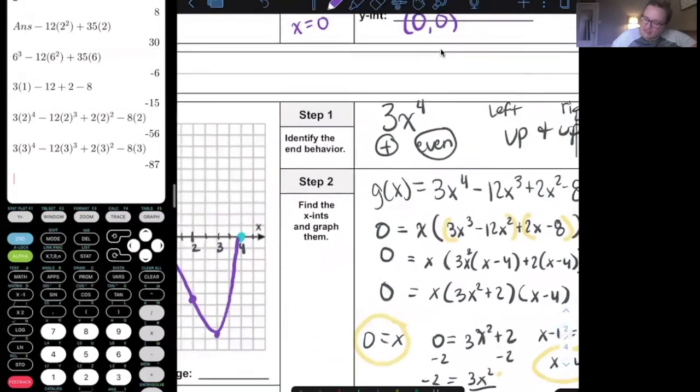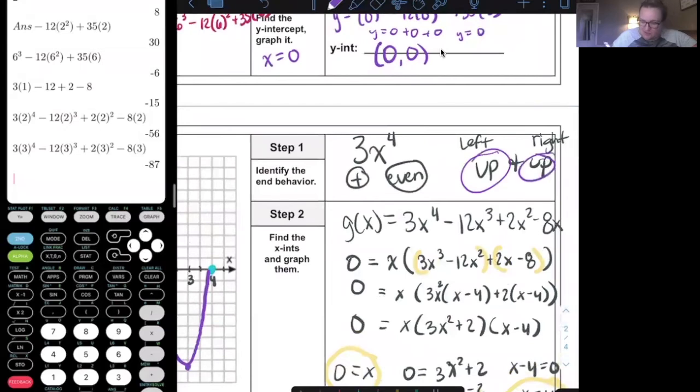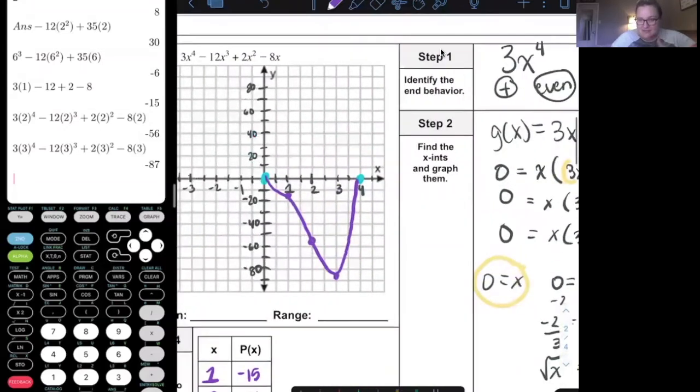Then we know that our end behavior has to be up and up, which makes a lot of sense with this graph because we went down, we turned around, we came back up, and then to the far right, we need to keep going up. And then to the far left, we need to keep going up.